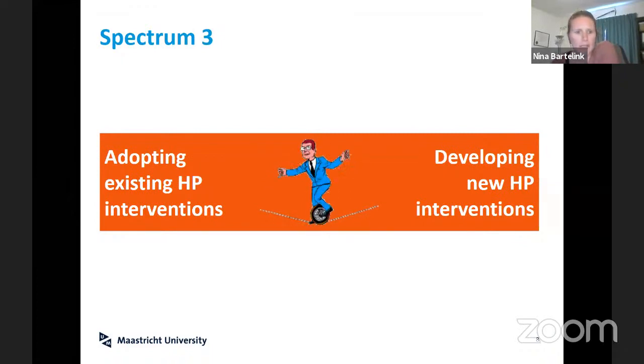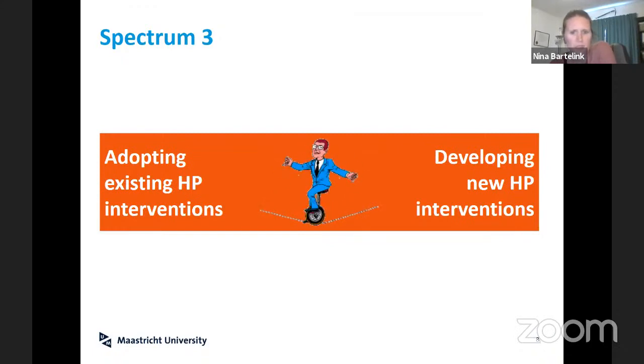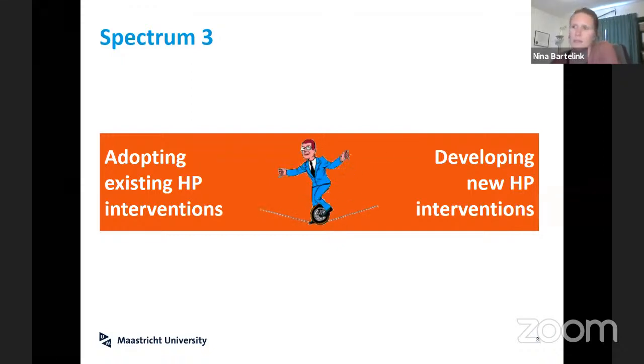I think a very nice example of adopting an existing intervention is the Active School Flag initiative, which aims to develop a physically active school community. It was originally from Ireland, and Italy and Lithuania adopted this initiative with the help of EU funding. Even though differences exist between the countries, it's a nice example that shows you can even adapt existing interventions across borders.